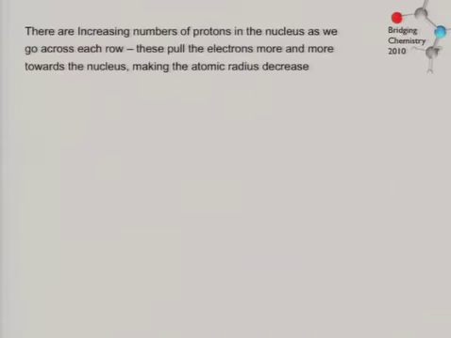Now, the reason is the increasing number of protons in the nucleus as we go across each row. As we go across the row, those atomic radii are getting smaller. The idea is that the more protons you have in the nucleus, the greater the nuclear charge, and that's going to pull the electrons closer to the nucleus. So that makes sense?